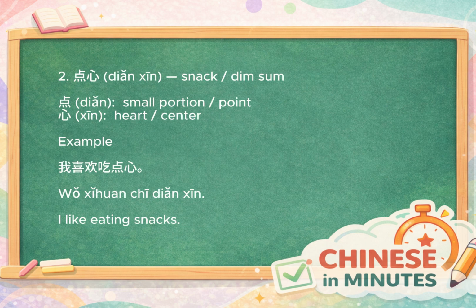The second word is 点心. This means snack or dim sum. It is made up of 点, meaning a small portion or point, and 心, which means heart or center. Literally, it feels like something that touches the heart, but in real usage, it refers to small pieces of food or snacks. For example, 我喜欢吃点心 means I like eating snacks. This is a very common everyday word, especially in food culture.